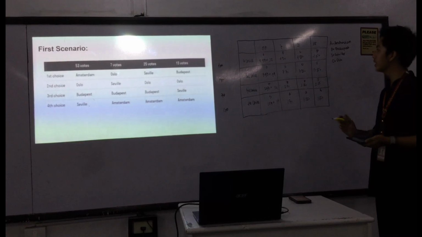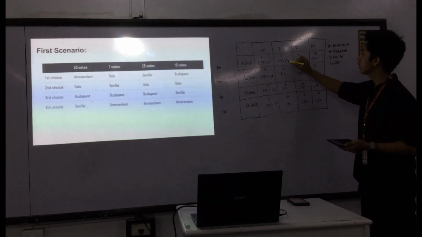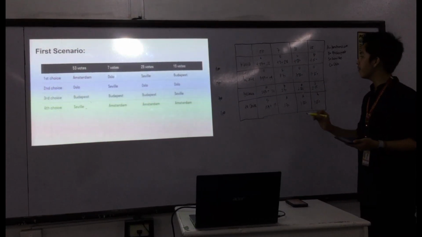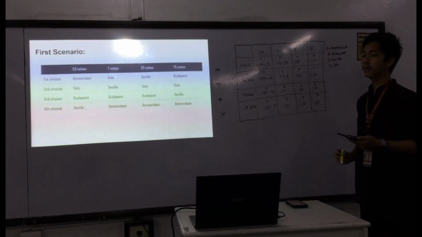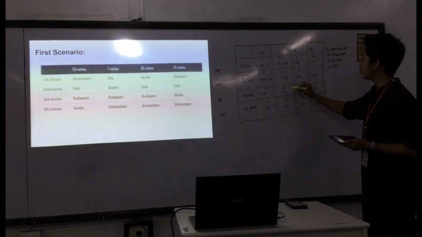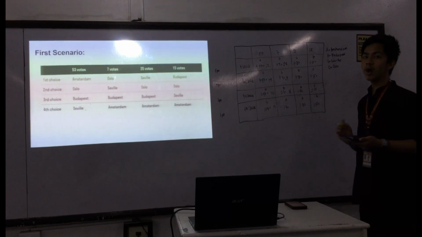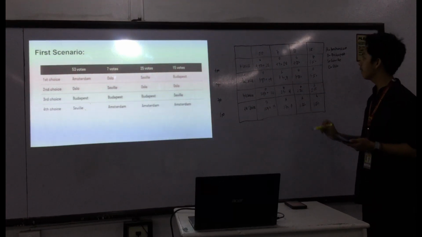4 times 7 is equal to 28. 3 times 7 is equal to 21. 2 times 7 is equal to 14. And 1 times 7 is equal to 7.